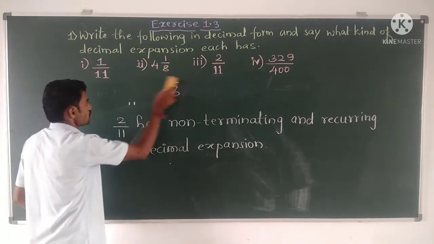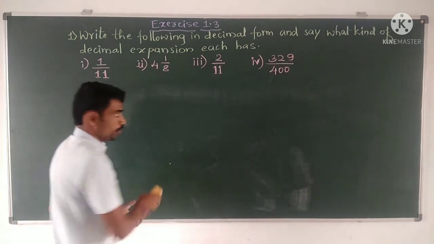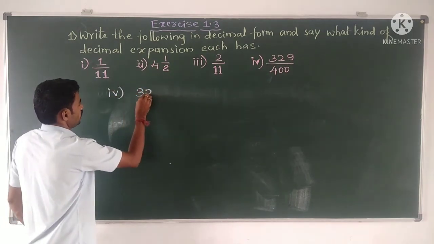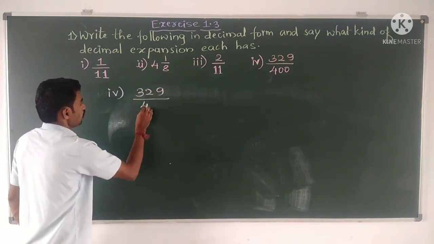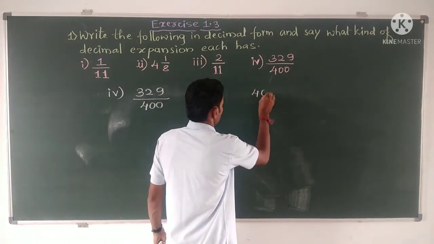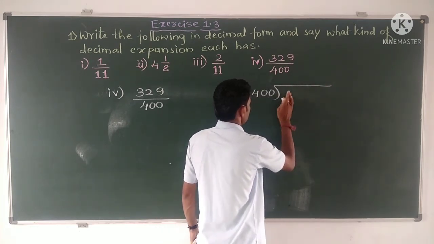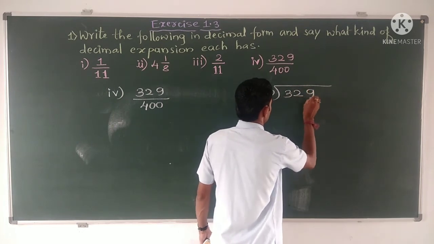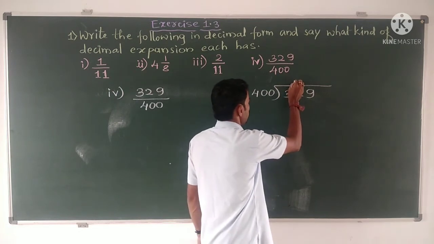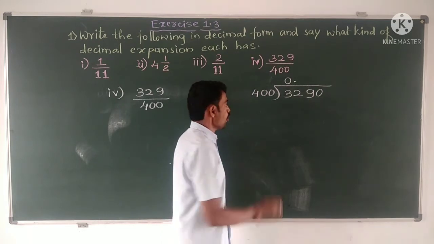Now the last question. Now we have come to the last one, that is 329 divided by 400. So now what do we have to divide? 329 by which number? 400. So here 329 is smaller than 400. Then take a decimal point in the quotient. Then here we have to take 0.